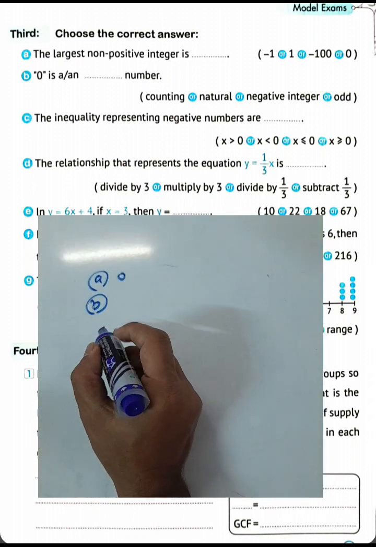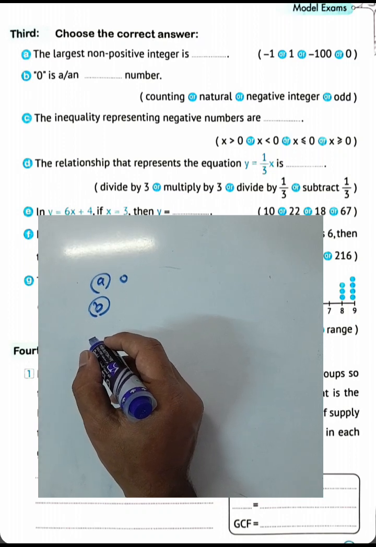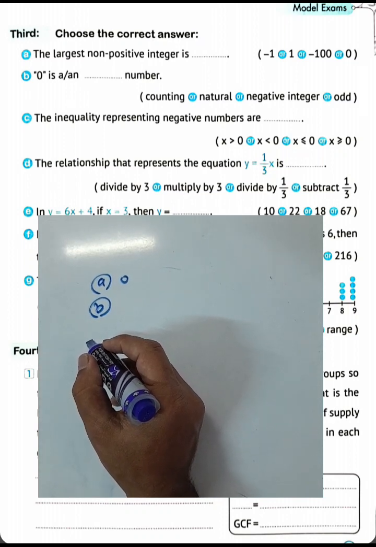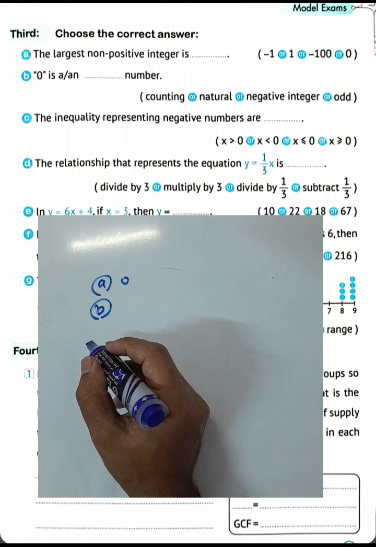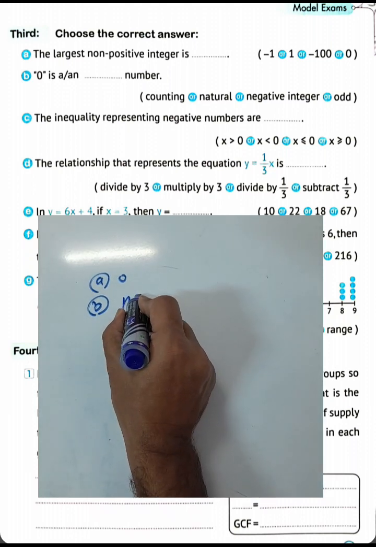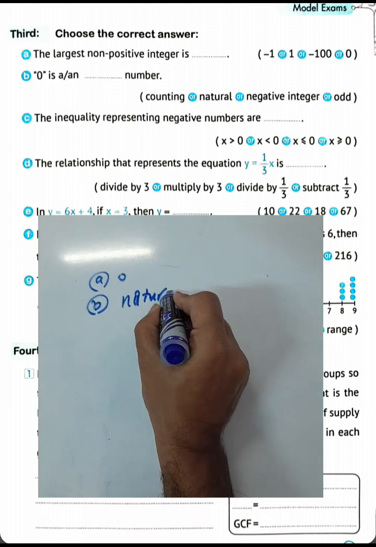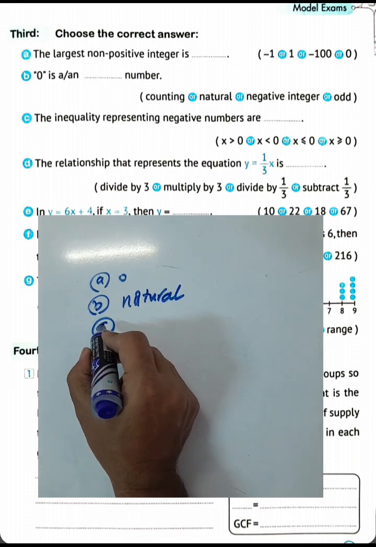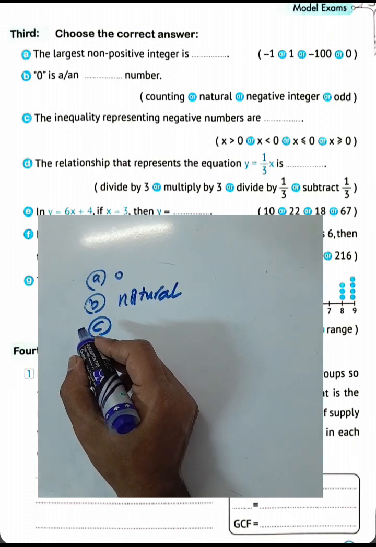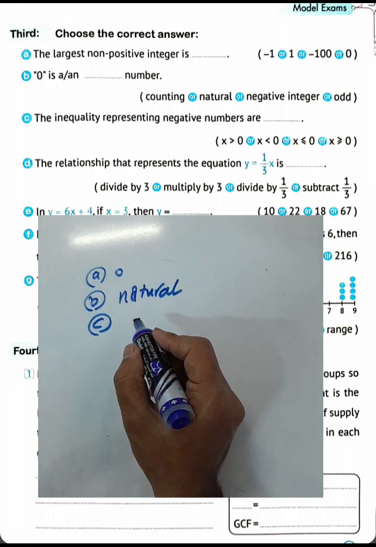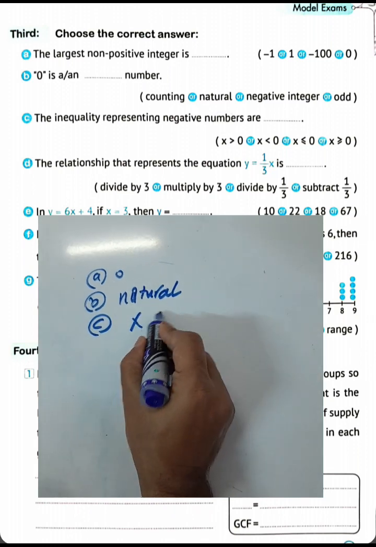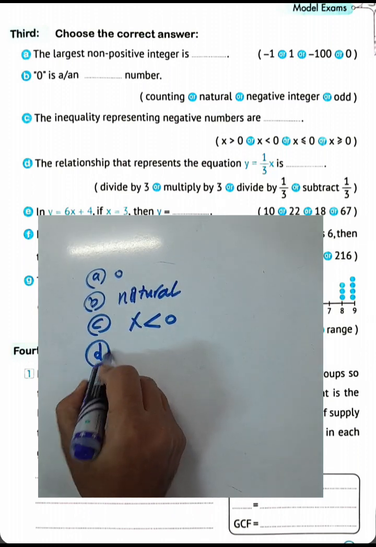Letter B. 0 is an, what is it, a whole number or a natural number? It is a whole number. Question letter C. The inequality represents negative numbers: x less than 0. Question letter D.